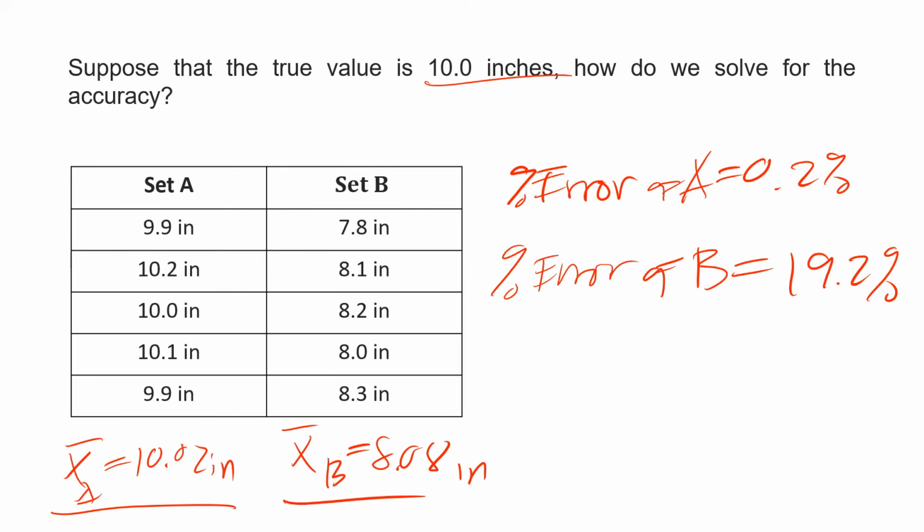So, kapag mas mababa yung percent error, mas mababa yung error na nakuha mo sa calculation, ibig sabihin, mas accurate yung data. So, tama yung assumption natin kanina that dataset A is more accurate than dataset B kasi mas mababa yung percent error niya. So, just 0.2 compared to 19.2%.